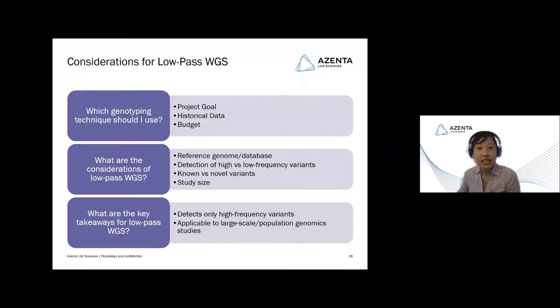Low-pass whole genome sequencing is specific to high-frequency variants and is most advantageous for those large-scale population studies that require novel detection. And for designs that fall outside of that, one of the other methods that were discussed today might be a more appropriate fit.